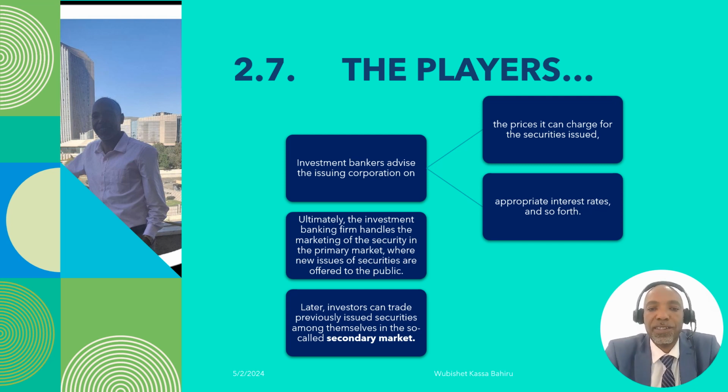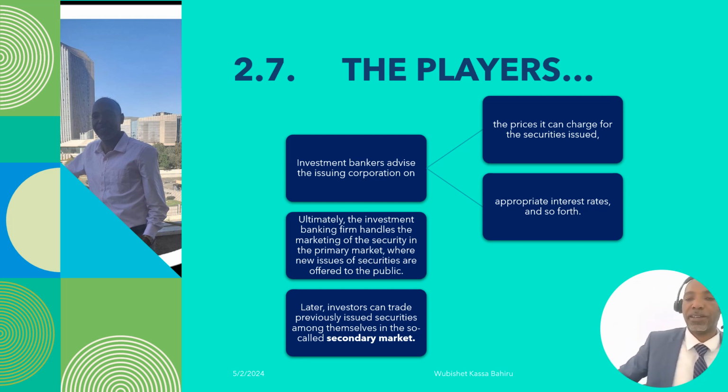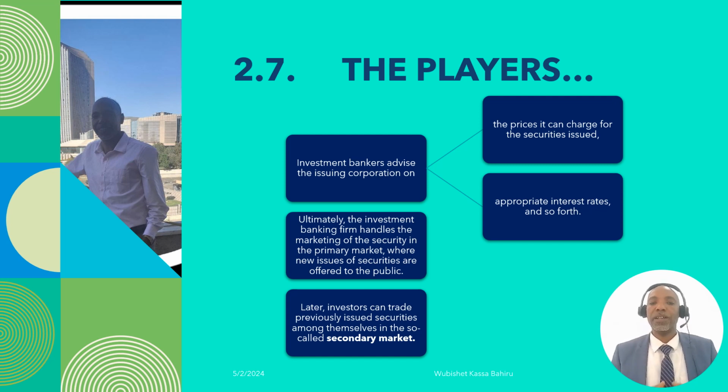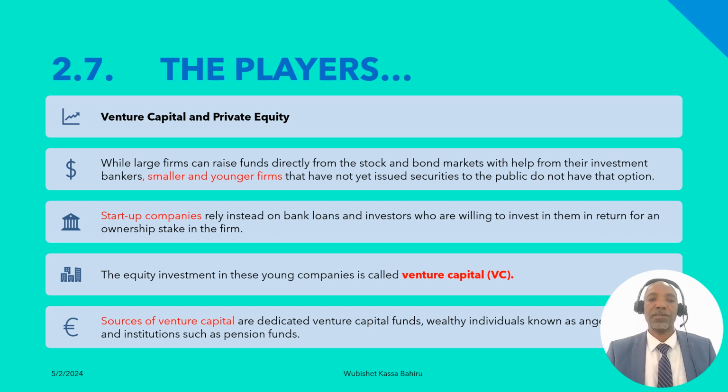So ultimately, the investment banking firms handle the marketing of the security in the primary market, where the new issue of the securities is offered to the public, and later investors can trade previously issued securities among themselves in the so-called secondary market. It's not only on the primary market that the securities are first issued, but the investors can also exchange the securities that are already in their hands. We call it the secondary market.